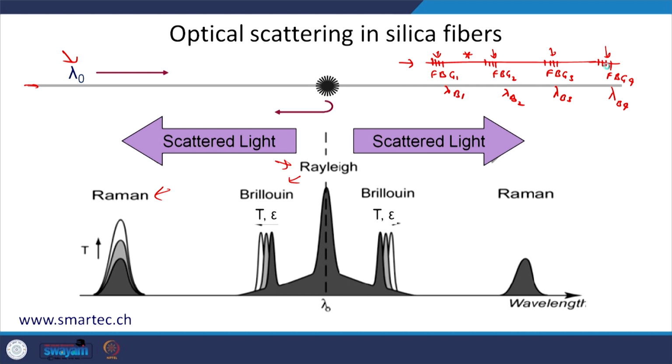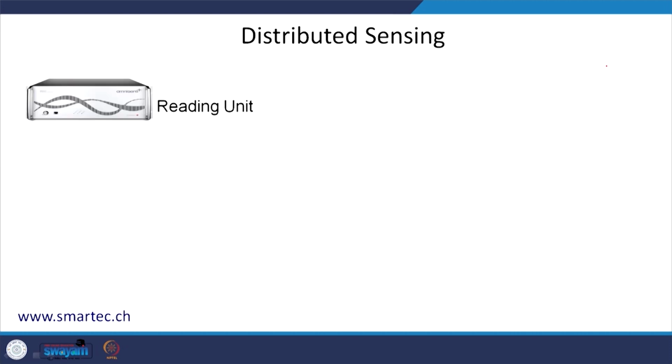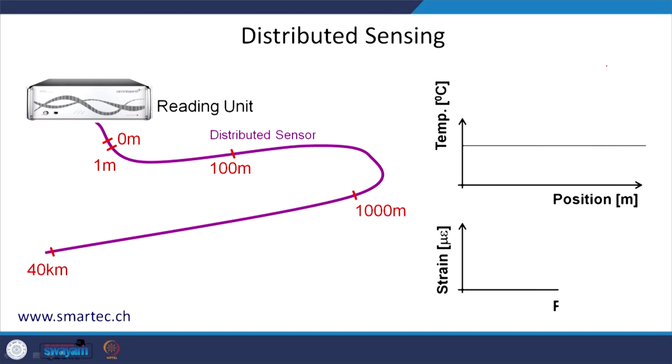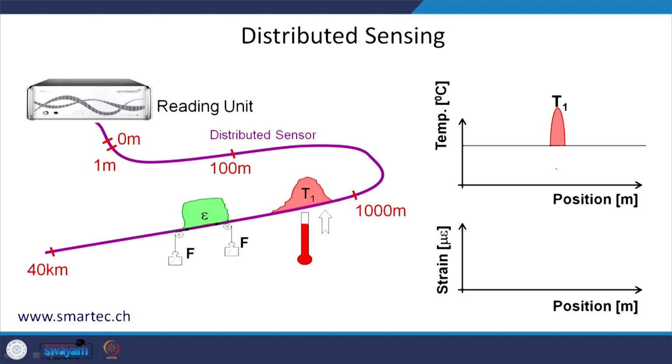Distributed sensing. What is that? You have a reading unit and you have an optical fiber, that is a distributed sensor. At 0 meter, 1 meter, 100 meters, 1000 meters, 40 kilometers, you want to sense say temperature and strain. Suppose a temperature change occurred somewhere here, you do not know the distance. It is possible then that you send a pulse, and it shows that at this particular position you have this much change in temperature.